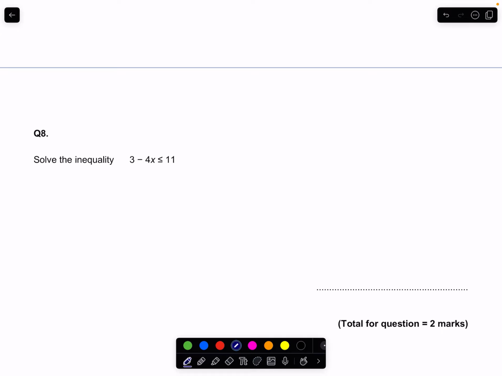Question 8. Solve the inequality 3 minus 4x is less than or equal to 11. So there are two ways of doing this. One of the ways involves rearranging so that our x terms are positive on one side. That's the way I'm going to show first.